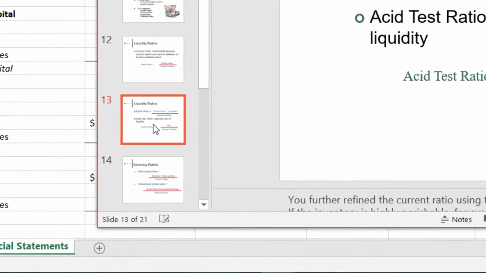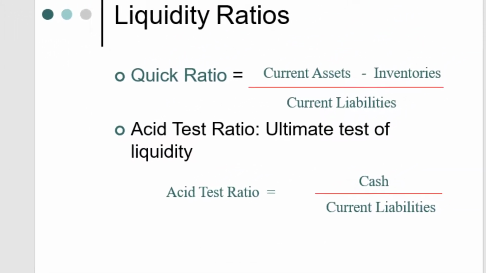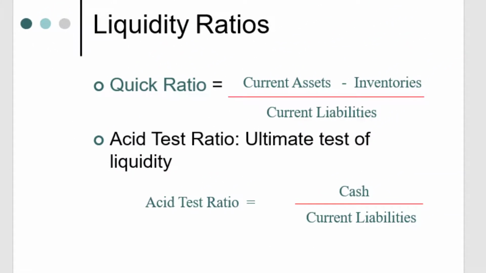Let's break this down. Let's check out a couple more. We're going to look at the quick ratio, and we're going to look at the acid test ratio. So the quick ratio is just going to take the current ratio and it's going to back out any inventories. And so this is kind of important because it's really looking at cash and accounts receivable.